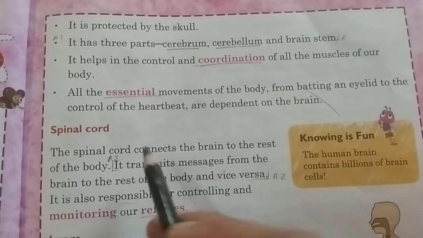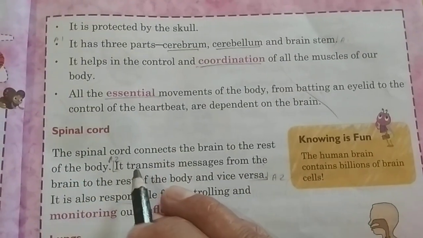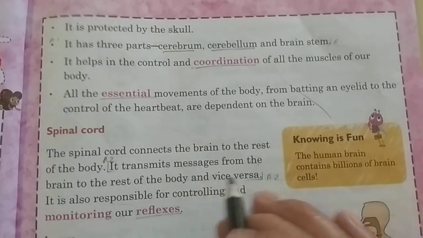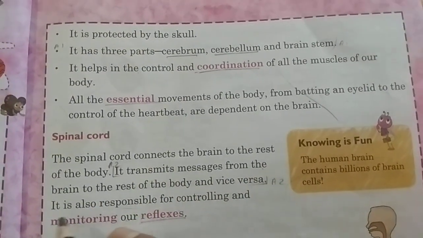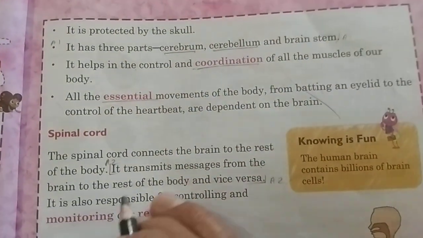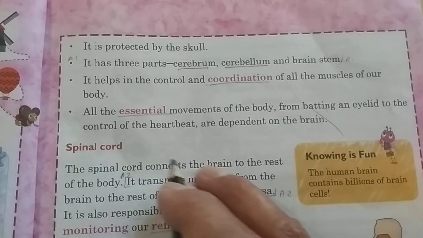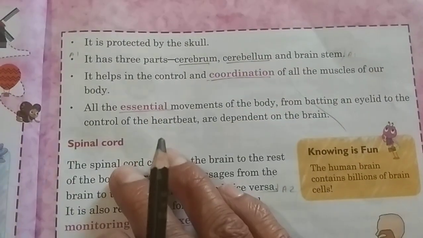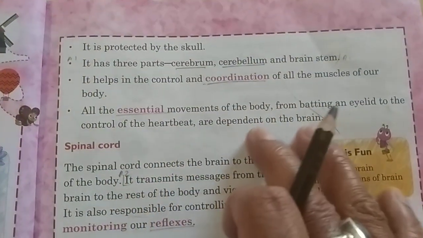Now spinal cord. What is the function of spinal cord? It transmits messages from the brain to the rest of the body and vice versa. It is also responsible for controlling and monitoring our reflexes. It connects the brain to the rest of the body. So these are the functions of spinal cord.